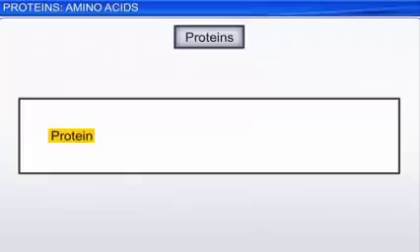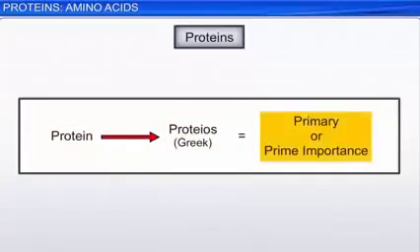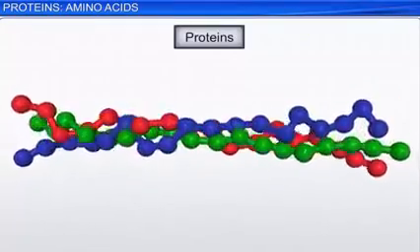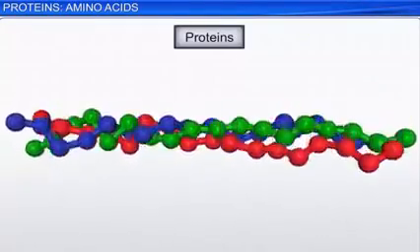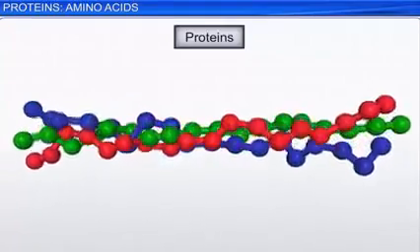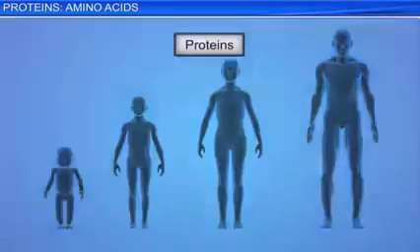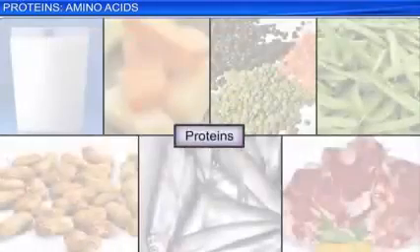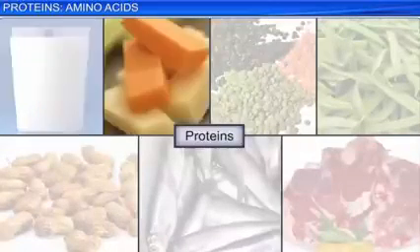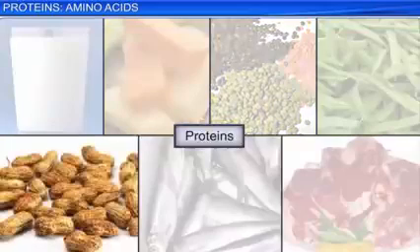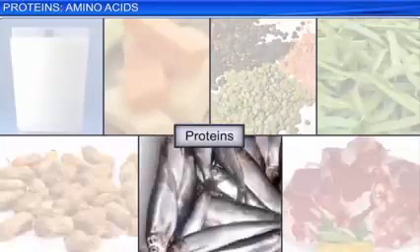The word protein is derived from the Greek word proteose, which means primary or of prime importance. Proteins have a number of important biological roles, both structural and functional. They are vital for the growth and maintenance of the body. The dietary sources of protein include milk, cheese, pulses such as beans and lentils, peanuts, fish, and meat.